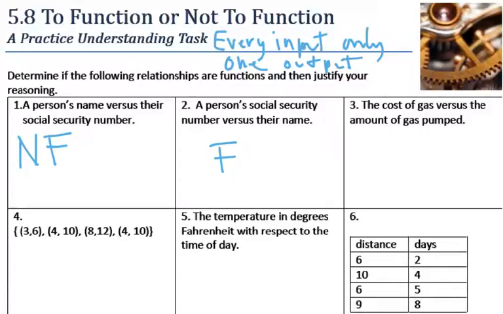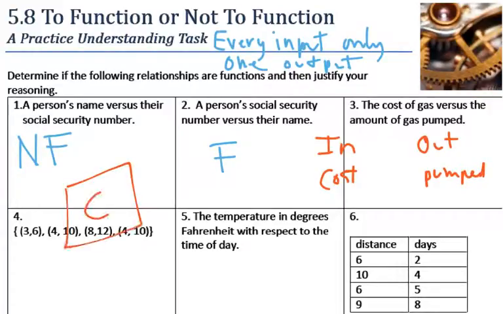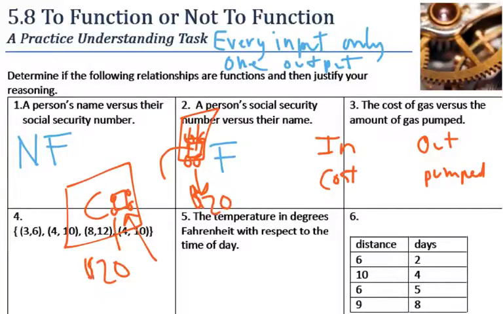All right, number three, the cost of gas versus the amount of gas pumped. So our input here would be the cost of gas. The output would be the gas pumped. Okay. So let's think about this. Think about here in Tooele. We've got Chevron on one side of the street, Holiday Oil on the other side. So if two separate cars pull in there, okay, and they both spend 20 bucks on gas, are they going to have the same amount pumped?